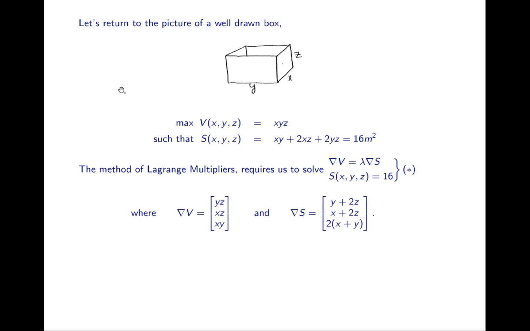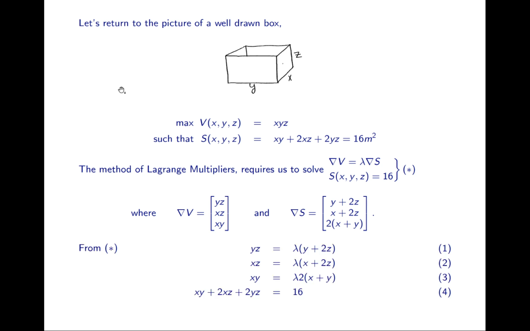The gradient of V is yz, xz, xy. The gradient of S is y plus 2z, x plus 2z, 2 times x plus y. So if I assemble all the equations represented by star, then I get 4 equations. And of course I have 4 unknowns, x, y, z, and my Lagrange multiplier lambda. So I need to solve these 4 nonlinear equations in order to find a potential maximum.